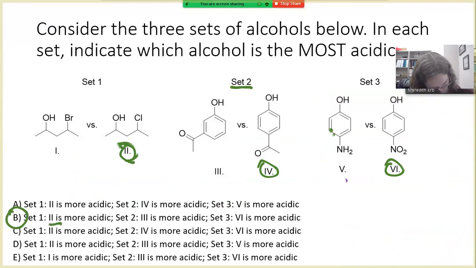Check. Set 3, oh my goodness, that was bad, my bad. Let's take a look at that. I was wrong because that one has 3. We want one that has 4 here and 2 here. So B doesn't work. Let's look at this. C, set 1, 2 is more acidic. Set 2, 4 is more acidic. And set 3, 6 is more acidic. So C is the correct answer choice here.